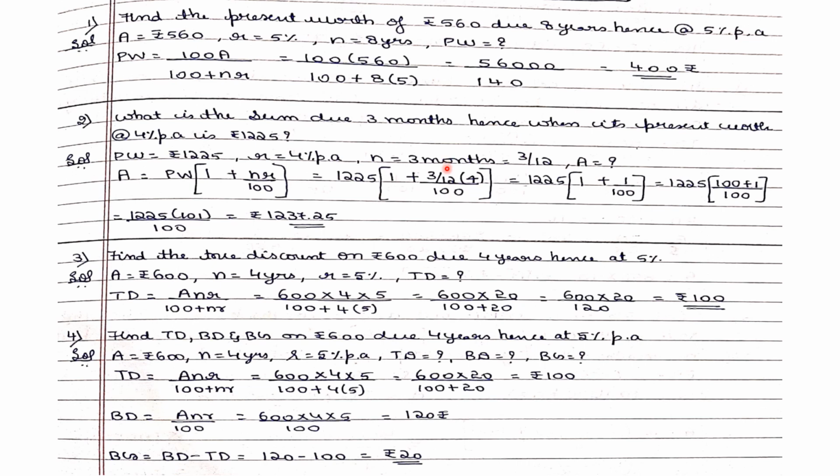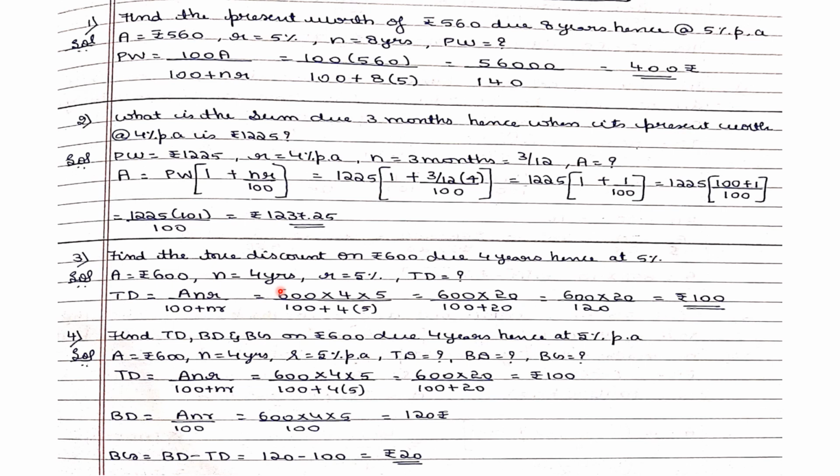So first calculate here. 3 1s are 3, 4s are, so 4 and 4 will get cancelled, so you will remain with 1. So 1 plus 1 by 100 in the next step. For 1 plus 1 by 100, take LCM as 100: 100 plus 1 divided by 100 into 1225. So if you calculate here, the next step will be 1225 into 101 divided by 100, which will get you 1237.25 rupees, or you can round off to the nearest value.